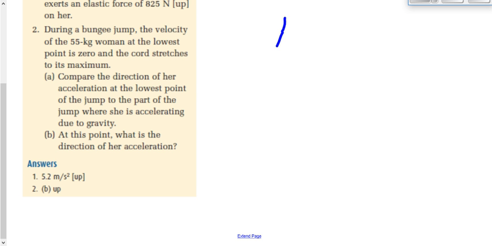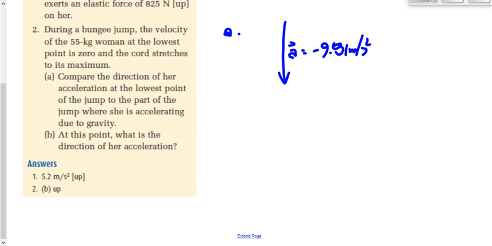You slow down in the downward direction, which gives you a positive or an upward acceleration. Now, when she reaches the bottom, she stops. Let's look at question A, the direction of her acceleration at the lowest point of the jump, where she is accelerating due to gravity. When she's accelerating just due to gravity, her acceleration is downward and it's negative 9.81 meters per second squared.